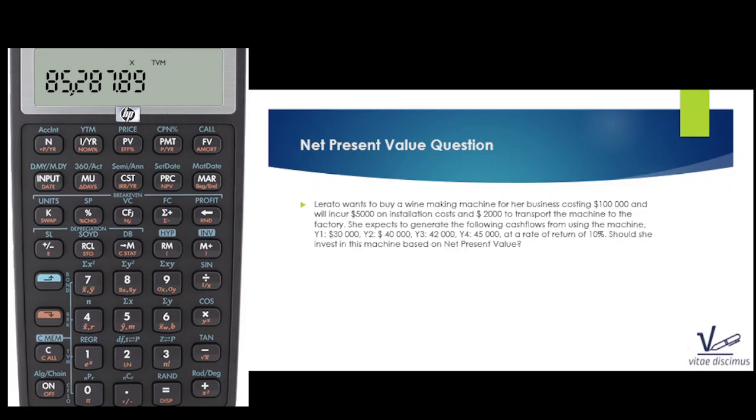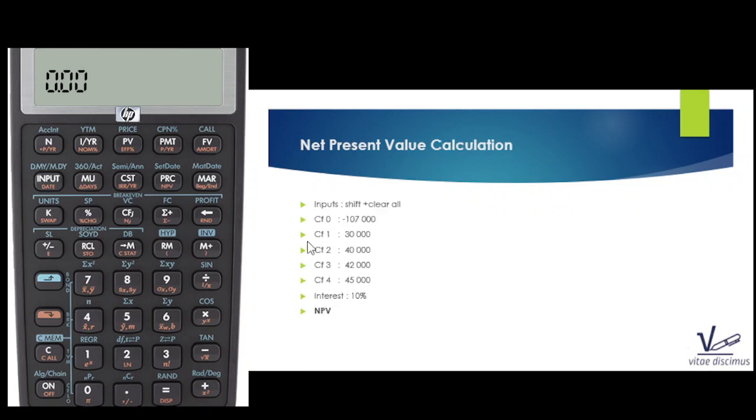So with regards to this, we are going to input this information into our calculator, and our first step, like before, is to clear our memory. After clearing our memory, we now look at the inputs. The cost of investment of 107,000 will be the initial cost of investment, which will be our CF0, the cost that you incur today.